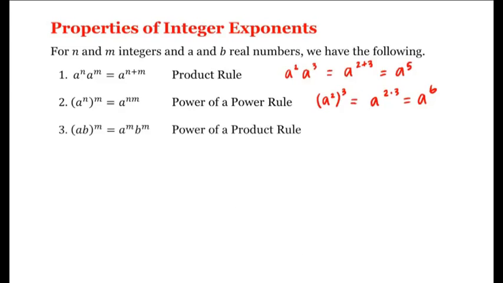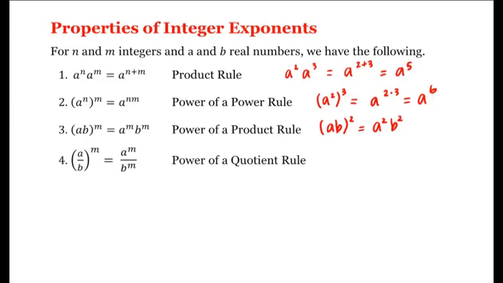The third property states that a times b to the mth power is equal to a to the m times b to the m, and is often referred to as the power of a product rule. For example, a times b squared is equal to a squared times b squared. We raise both factors to the power of 2.